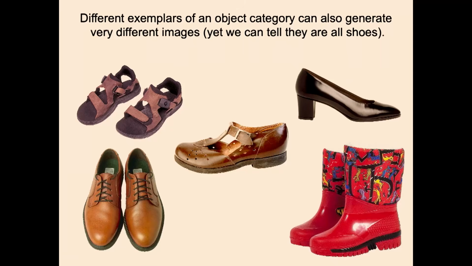And also different exemplars of a given object category can generate very different images, but you can tell that all these things are shoes. Okay, so what parts of the brain are involved in visual recognition?